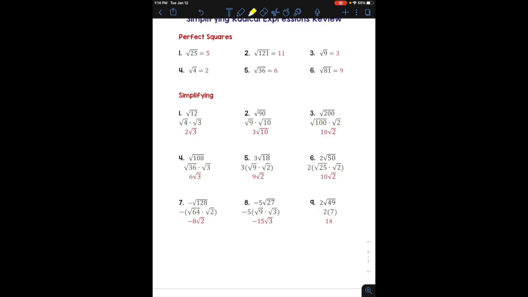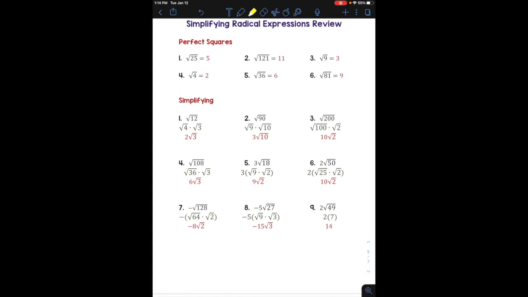Here are your answers to the even problems on our first page, simplifying our radical expressions. In the first section, again, we have perfect squares. The square root of 121, or the number times itself that gives us 121, is 11. Number 4, the number times itself that gives us 4, is 2. And number 6, the number times itself to get 81 is 9.